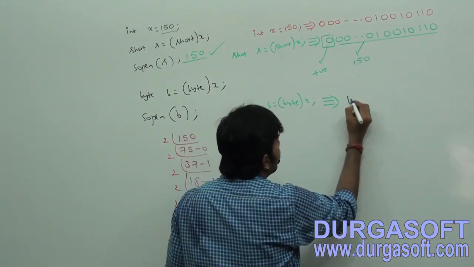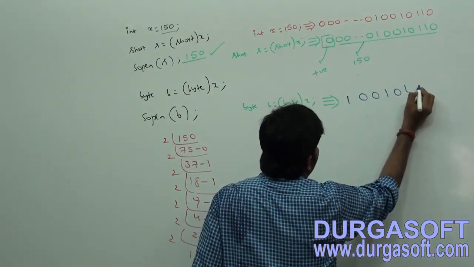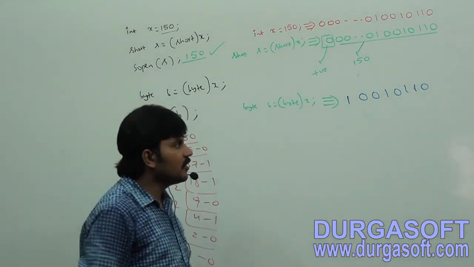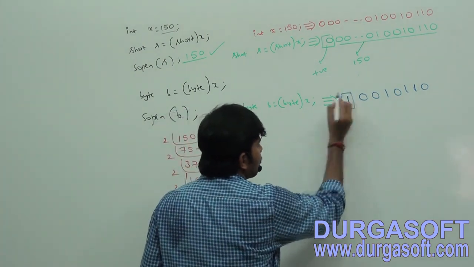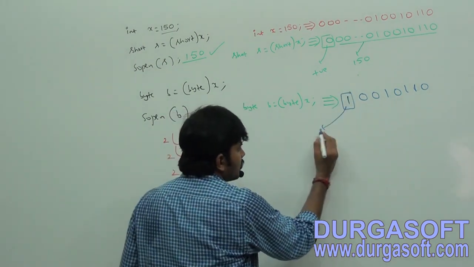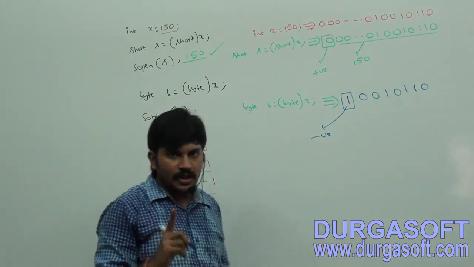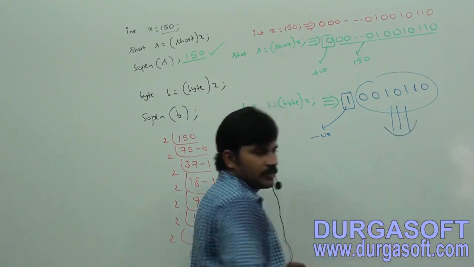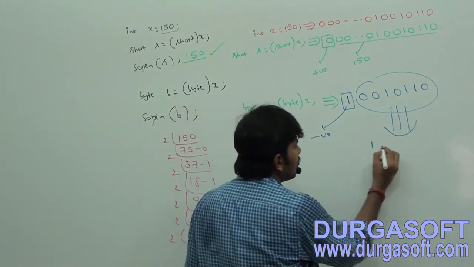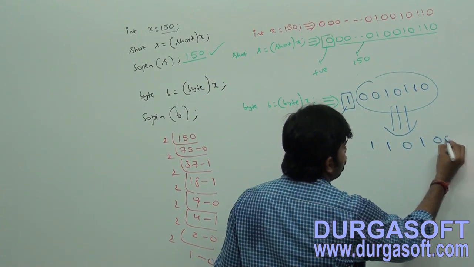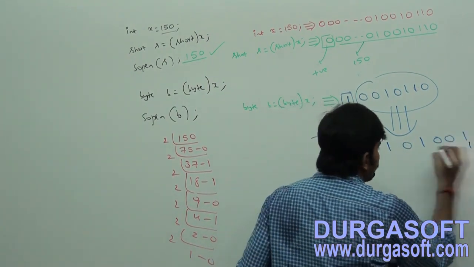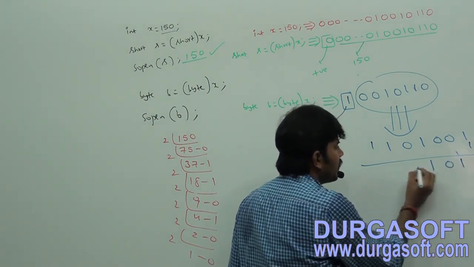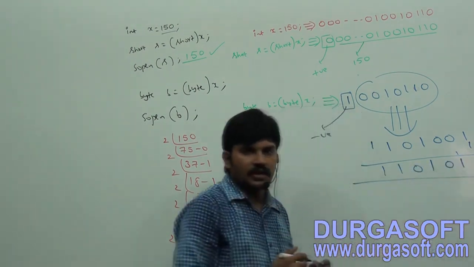Have you observed? 1 0 0 1 0 1 1 0. Again, in that, what is the most significant bit? 1. 1 means what, positive or negative? Negative. If it is negative, the remaining bits represent the value in 2's complement form. You know what the 2's complement form is? 1 1 0 1 0 0 1, add 1 for this, like we have.